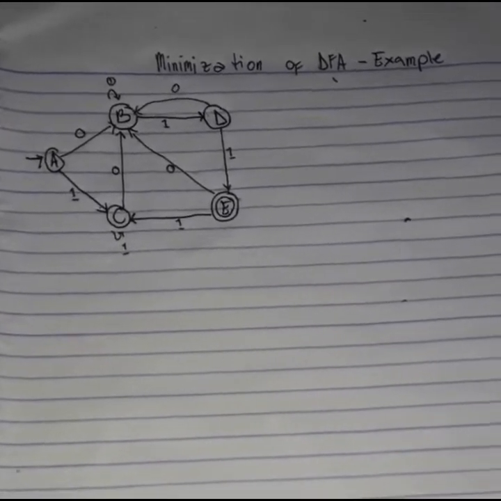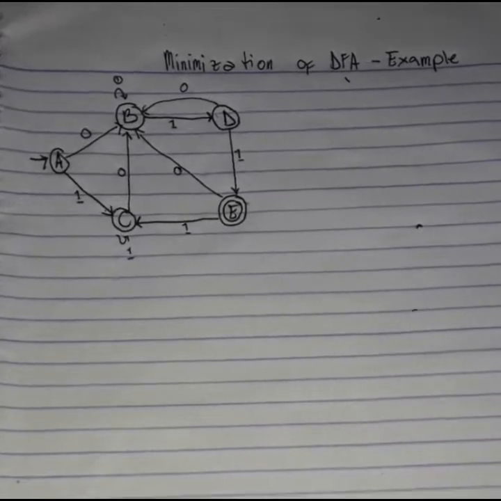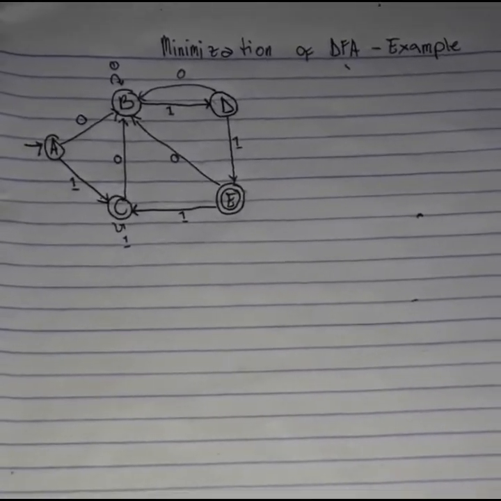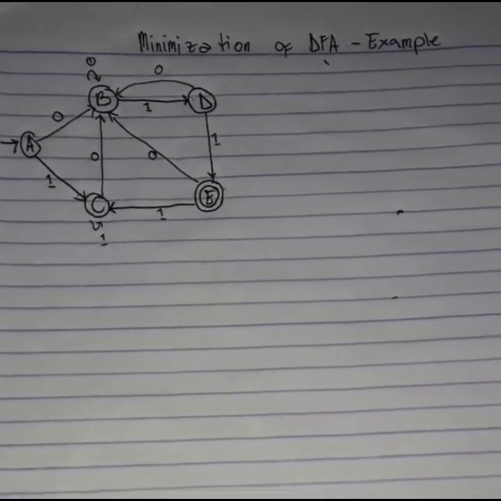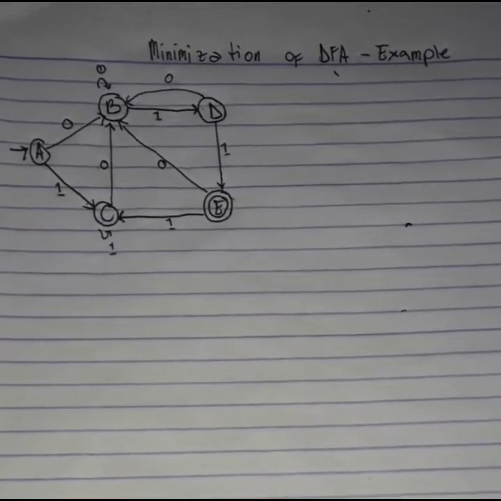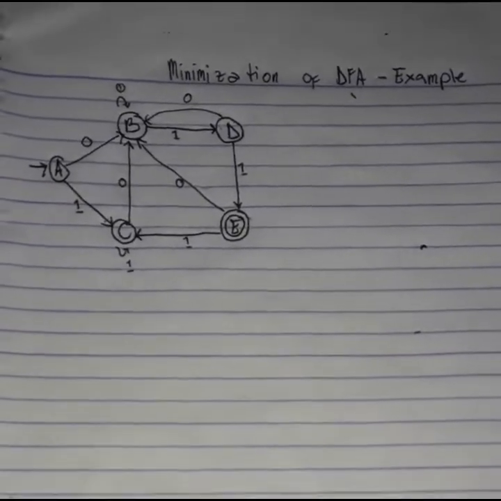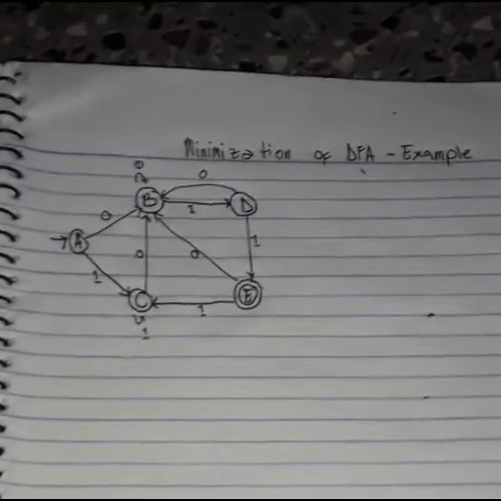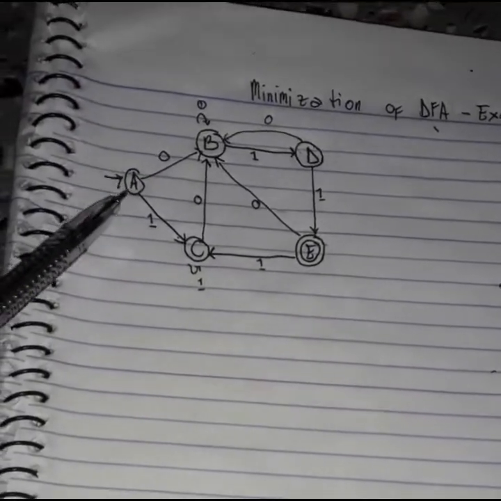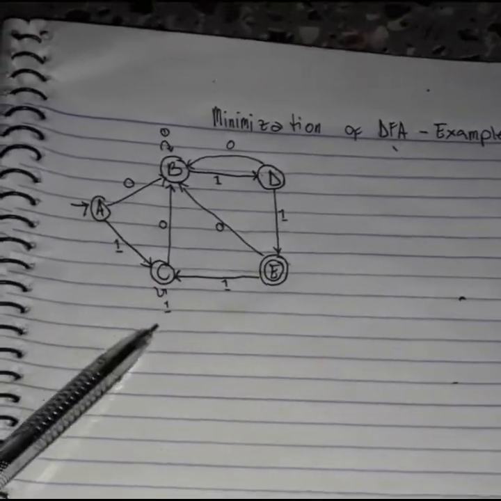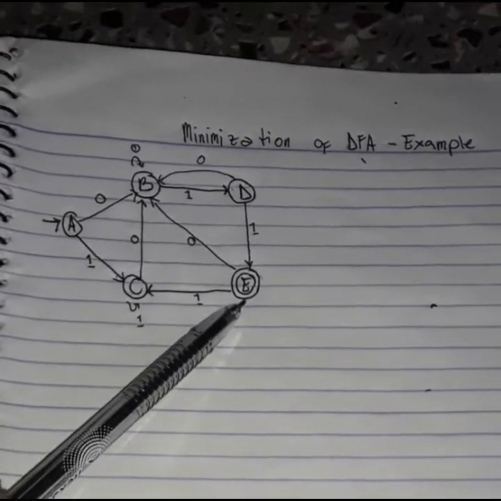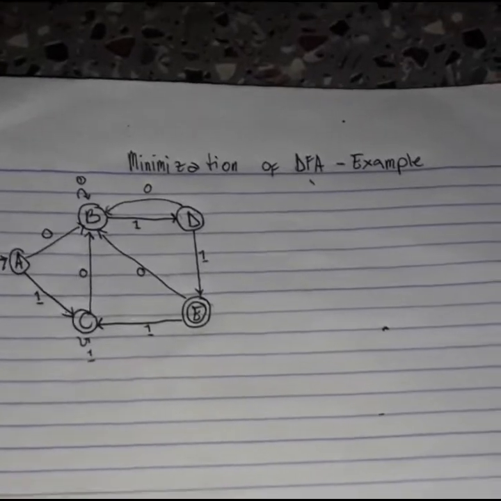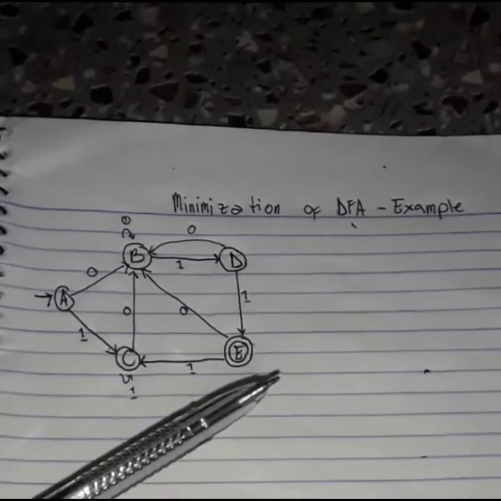This is 2A, and today I'm going to teach you about minimization of DFA. In this lecture, we are trying to understand minimization of DFA practically. Here we have an example of a DFA with 5 states: A, B, C, D, and E. Our task is to minimize this DFA.